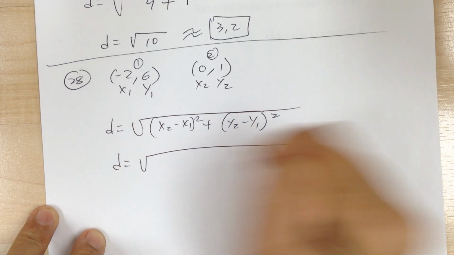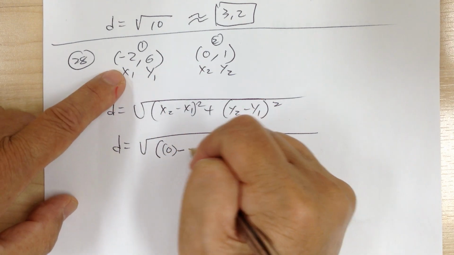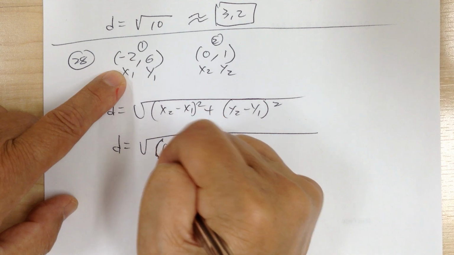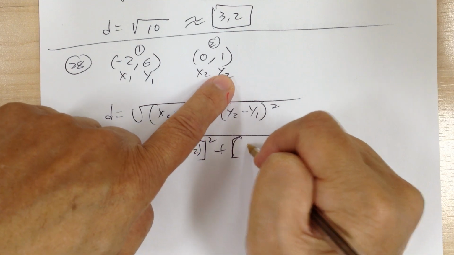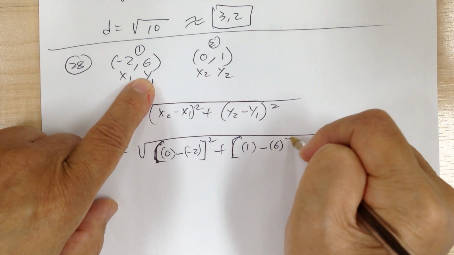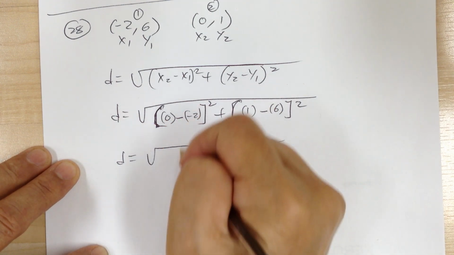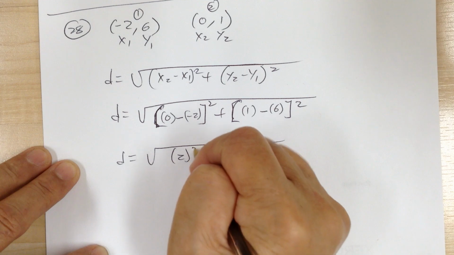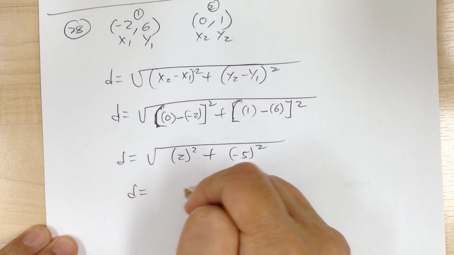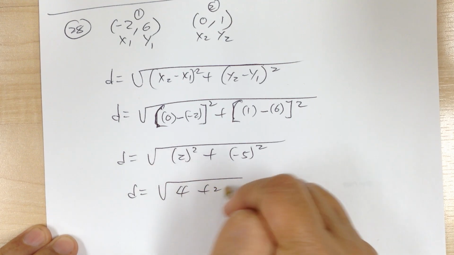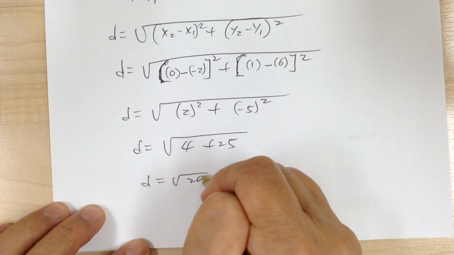So distance will equal the square root of 0 minus negative 2, squared, plus y2, which is 1, minus y1, squared. So d equals the square root of, I'm just going to do the extra step, 2 squared plus negative 5 squared. So distance will equal the square root of 4 plus 25. And remember, a negative squared is positive, right? So d equals the square root of 29.